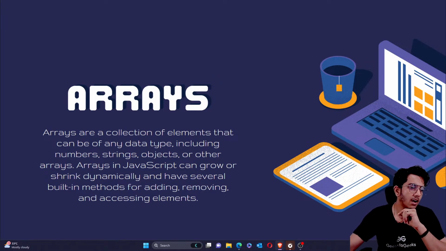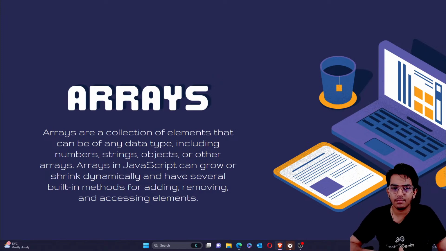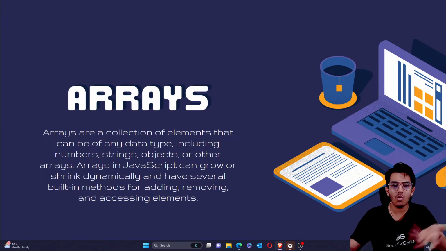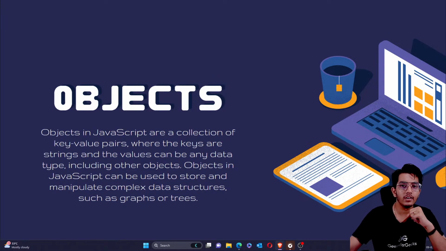Okay, so arrays are a collection of elements that can be of any data type, and they include different kinds of data like numbers, strings, objects, or other arrays. Arrays in JavaScript can grow or shrink dynamically and have several built-in methods for adding, removing, and accessing elements. So this is the first data structure which we'll be exploring, and then we'll be learning about objects.